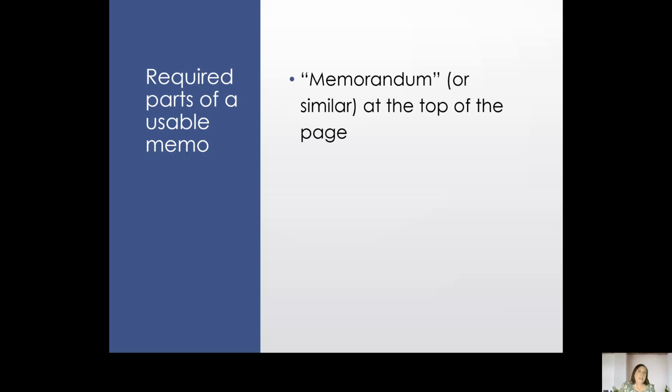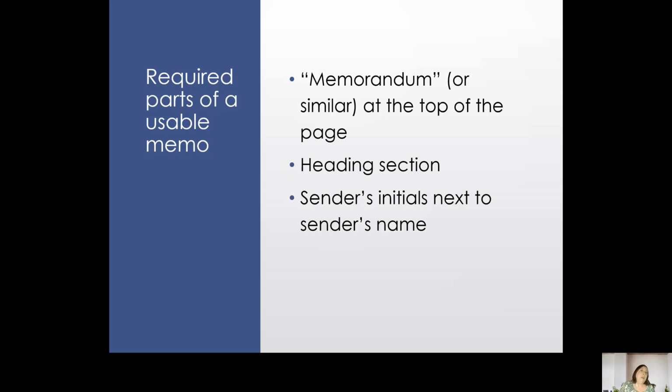The parts of a usable memo are very similar to the parts of an email in many respects. One distinctive feature is the word memorandum or memo that goes at the top of the page. Then there's a heading section that has 4 parts: to, from, date, and subject. On a memo that you're printing out, you would also initial as the sender to the right of your name in the from line. And then there's the body text of the document, whether it's short or long, but memos are usually on the short side, to be honest.